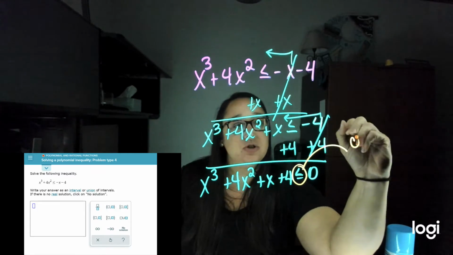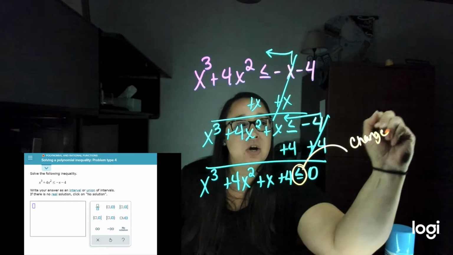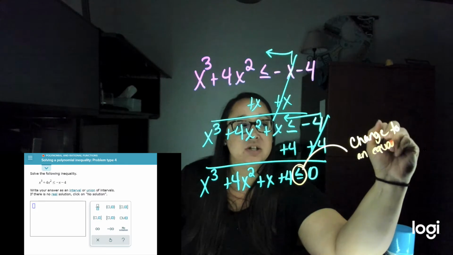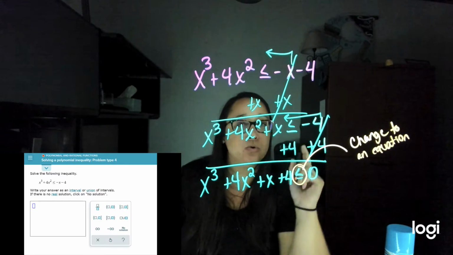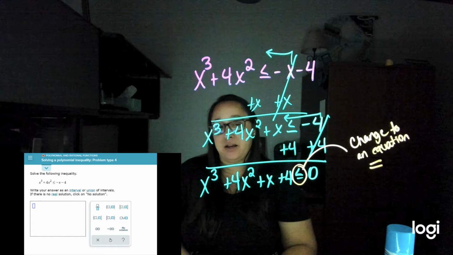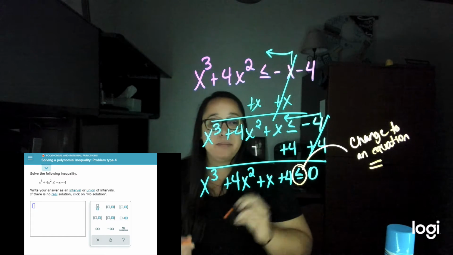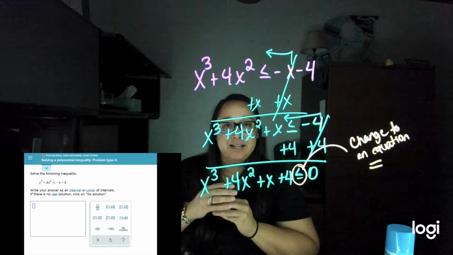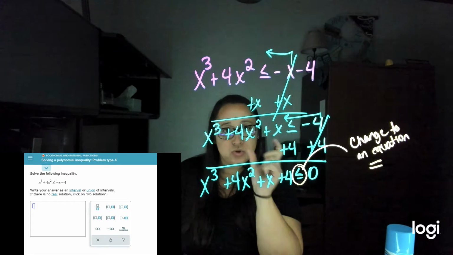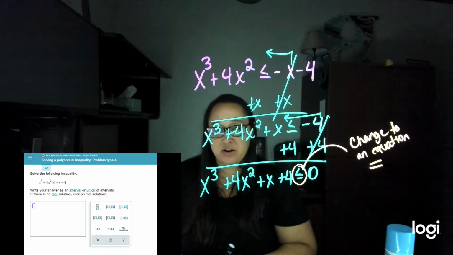So what we want to do is change to an equation by setting this equal to 0. We're just going to change this to an equal sign there. So I'm not really going to rewrite it. Just know that in my next step, I'm going to replace that less than or equal to with an equals to. I'm going to factor that.